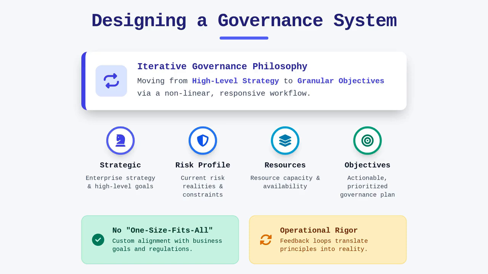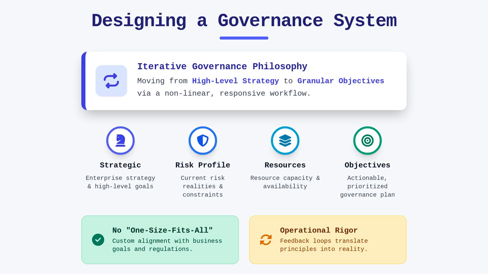Designing a governance system is rarely a linear exercise because the interaction between various design factors often introduces tension into the decision-making process. The workflow is organized into 4 distinct phases that allow a practitioner to move from a high-level strategic understanding down to a granular set of governance objectives. This procedural approach ensures that your governance system remains responsive to enterprise strategy while remaining grounded in the reality of your current risk profile and resource constraints.